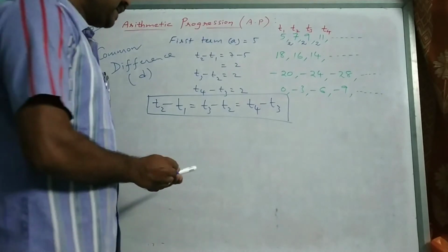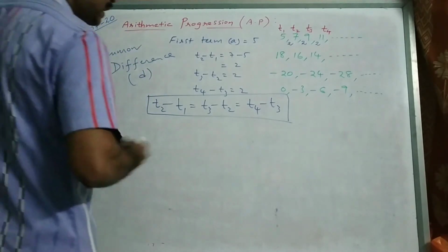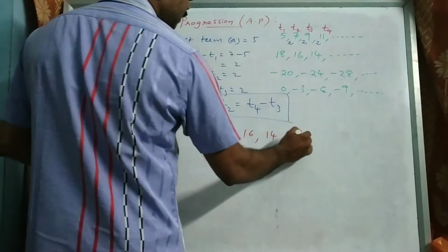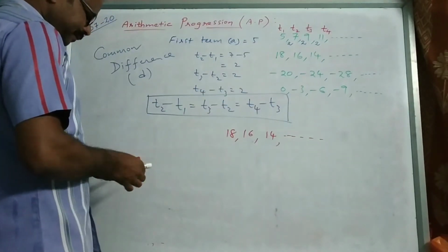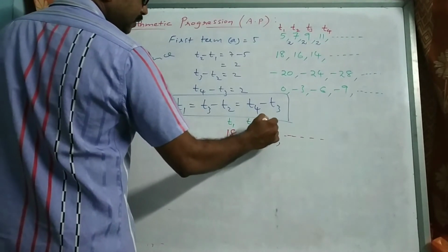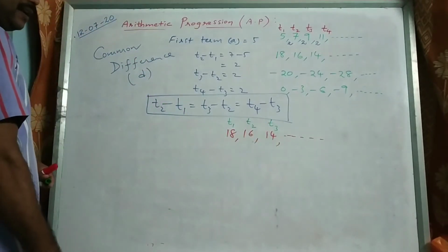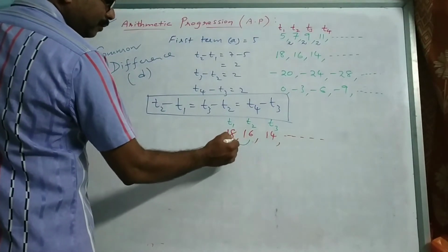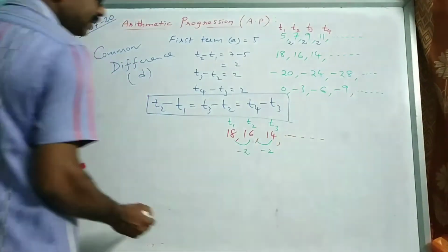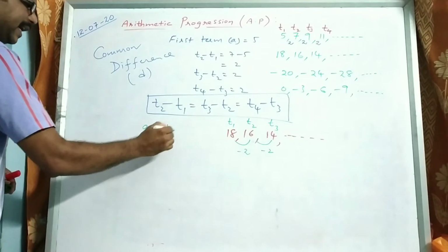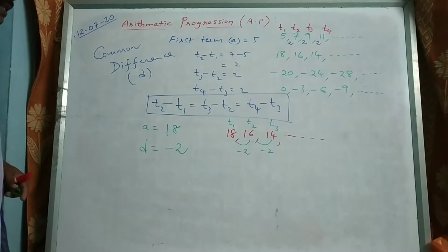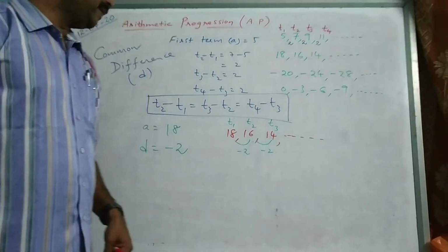Clear? So look at the second progression once. What is that? 18, 16, 14, and so on. What is the first term here? T1 is 18, T2 is 16, T3 is 14. So what is the difference here? T2 minus T1, how much will you get? Minus 2. T3 minus T2 is also minus 2. So the first term is 18 and the common difference d equals minus 2. Such a progression is called an arithmetic progression.